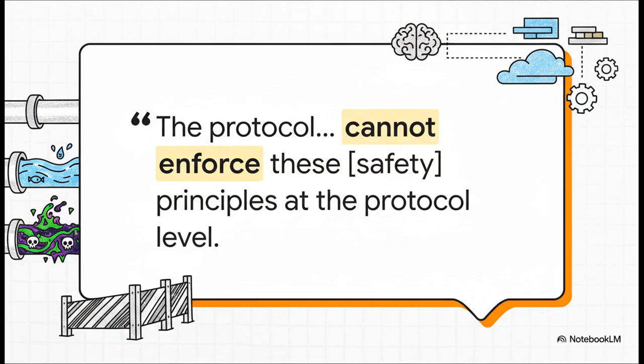And let me be absolutely crystal clear on this. The protocol just provides the pipe. That's it. It is 100% your responsibility as the developer to build the guardrails around it. The pipe has no idea if it's carrying clean drinking water or toxic sludge.